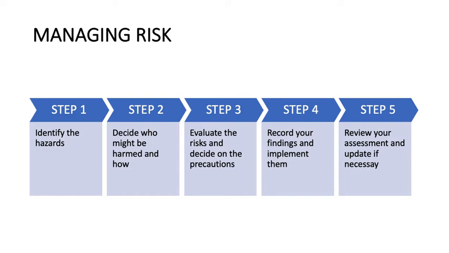Evaluate the risks and decide on the precautions for step 3. Step 4, record your findings and implement them. And step 5, review your assessment and update if necessary. With regards to step 4, I tend to keep a record of where I'm going and what I'm doing in different areas, because it helps me manage my time effectively. There's no just winging it and driving around anymore. We want to achieve specific exercises and tasks within the time that we've been given. So I know if I go into a certain area or follow a certain route that I will cover those.